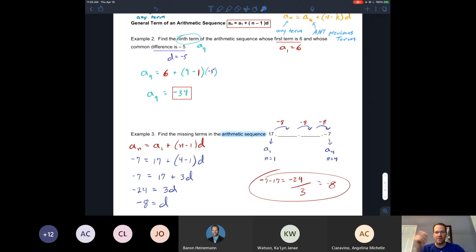Am I right when I say that you guys would probably just do this work mentally like that? Yes. Right? Using the formula is a bit of an overkill on this problem.